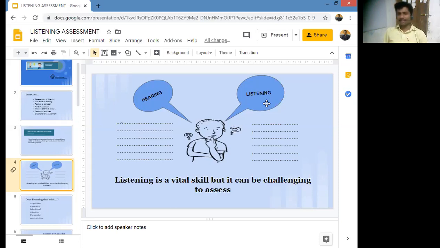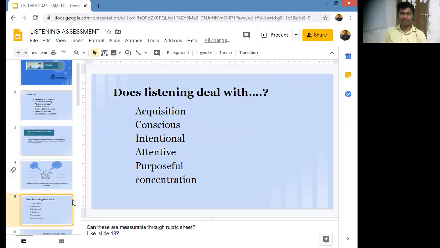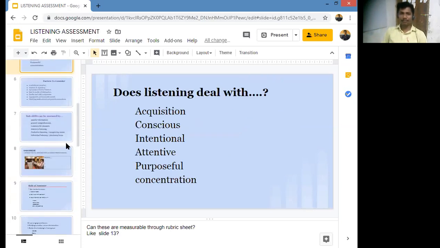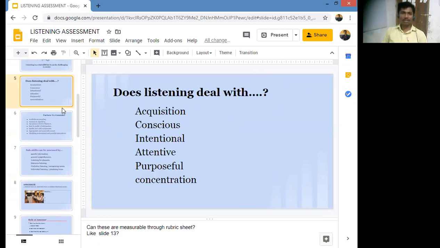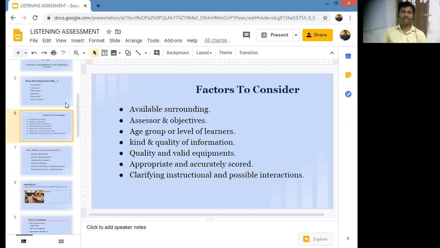So what is meant by listening? Listening is a vital skill of language learning, but it is very challenging to assess. There are many problems and challenges over there in how to assess the listening skill. So once again, don't think too much, because we have some solutions. We have some keys to discuss how to assess the listening skill of our learners.